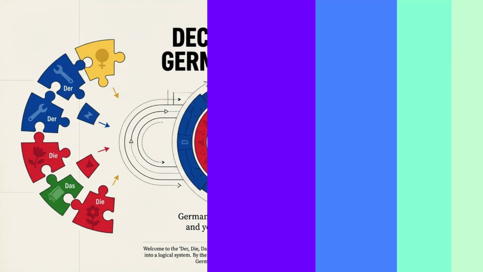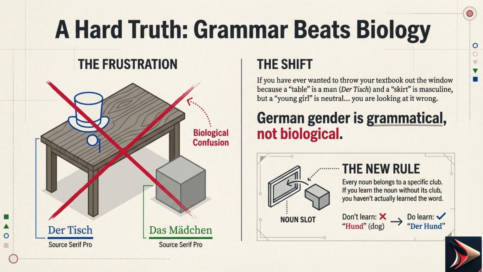I mean, does this sound familiar? You learn that der Tisch, the table, is somehow masculine, but das Mädchen, a girl, is neuter. It feels completely backwards, right? It's the kind of thing that makes you want to throw your textbook out the window. But trust me, we are about to make sense of all this seeming chaos.